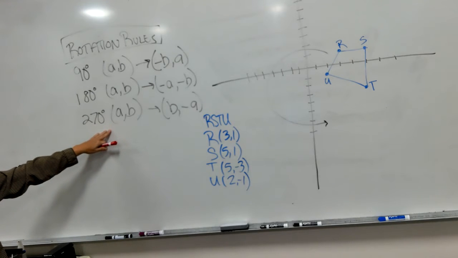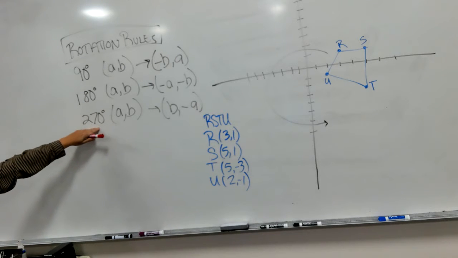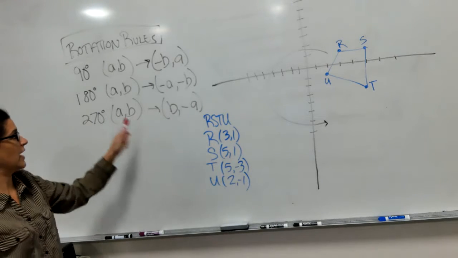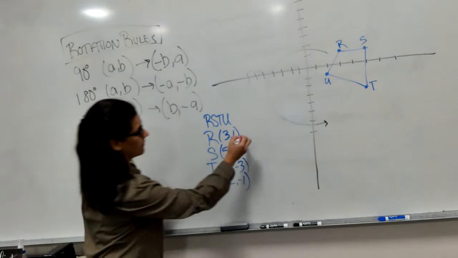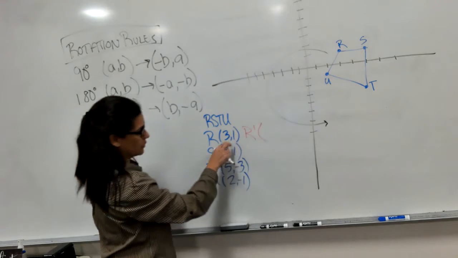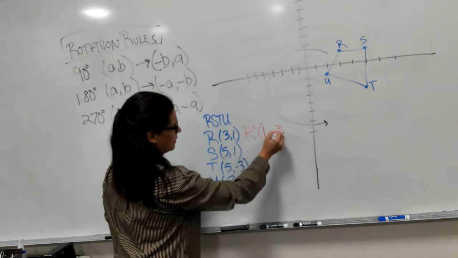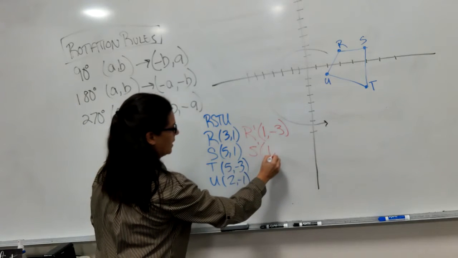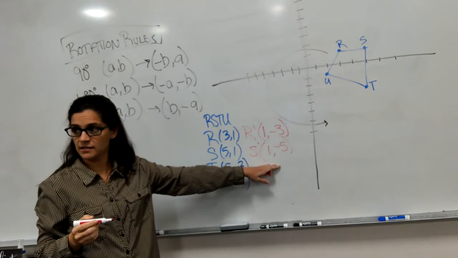Because it's listed. It will tell you. Whenever you have something to rotate, it's gonna tell you how far you should rotate it. So we're gonna come over here to 270 and we're gonna say our coordinates go to B, negative A. So we're gonna switch them and make A negative. So right here R prime is going to be 1, -3. Here for S prime, 1, -5. Everybody sees this?